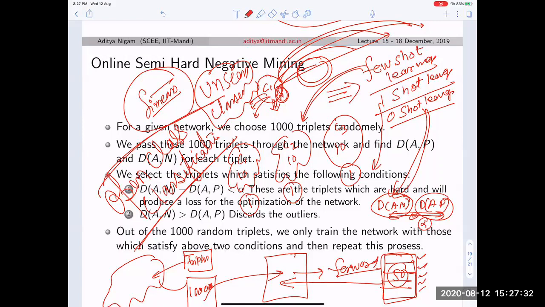Is this okay? A hard triplet means one which doesn't follow the rule. Of course, that is confusing. See, if I find your distance with some Chinese guy, it is very high. If I take your distance with your sister, it is very less. So your sister is actually, with respect to you, a hard sample. Understood?